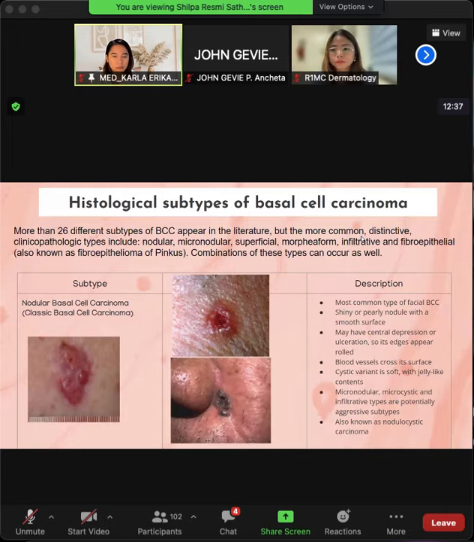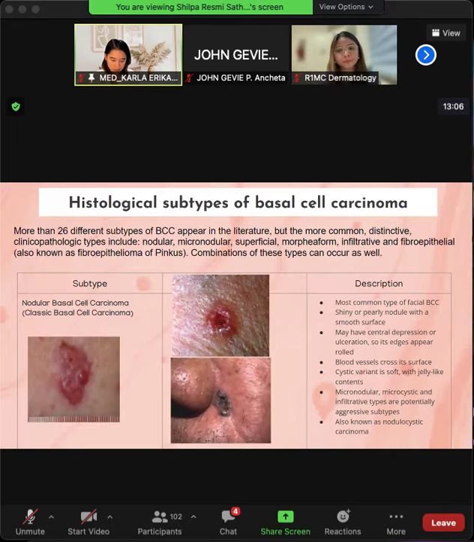So, good morning, everyone. I'm going to present histological subtypes of basal cell carcinoma. More than 26 different subtypes of BCC appear in the literature, but the most common distinctive clinicopathological types include nodular, micronodular, superficial, morphiform, infiltrative, and fibroepithelial, also known as fibroepithelioma of Pinkus. Combinations of these types can occur as well.